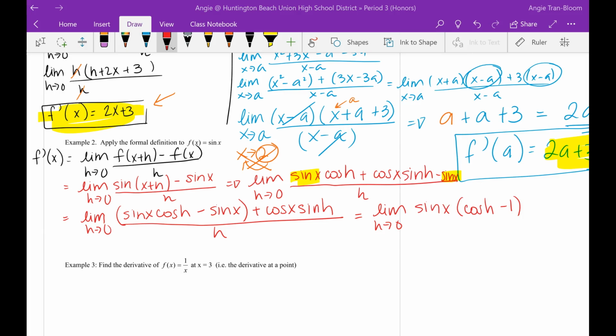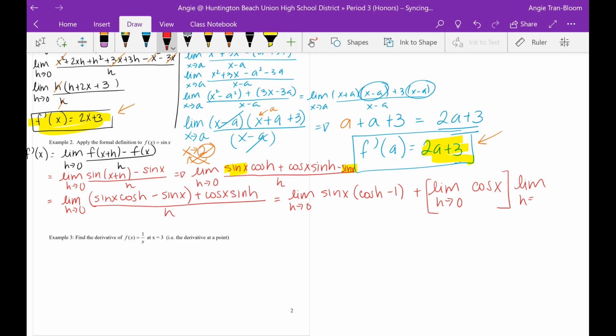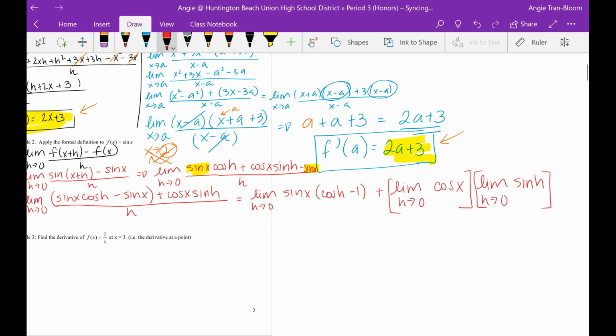But here's what I'm also going to do. Based on our limit properties, I'm allowed to add limit as h approaches 0 of cosine of x, times limit as h approaches 0 of sine of h. What am I doing here? I'm just using the limit properties and breaking these into pieces.